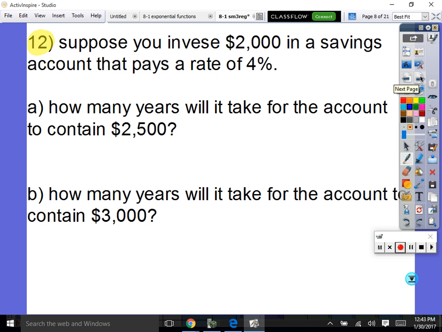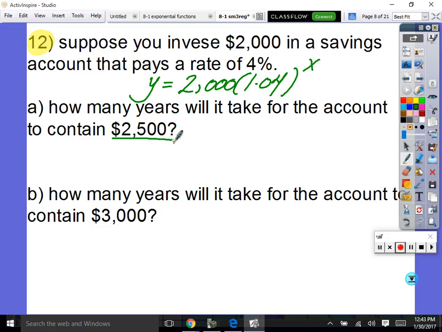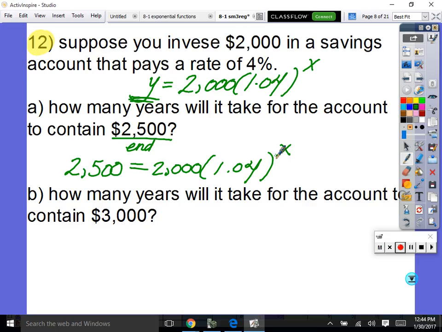Okay, number 12. This is where it's different. So everybody watch. It says, suppose you invest $2,000 in a savings account that pays at a rate of 4%. So we have y is equal to, our starting money was 2,000, 1.04 raised to the x, right? Okay. So now on A, it says, how many years will it take for the account to contain 2,500? So now, isn't this the ending amount? So that's got to go here, correct? So you're going to say 2,500 equals 2,000, and then 1.04 to the x.